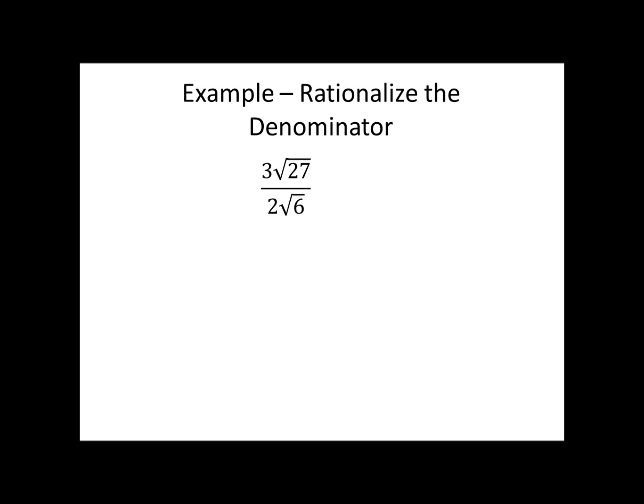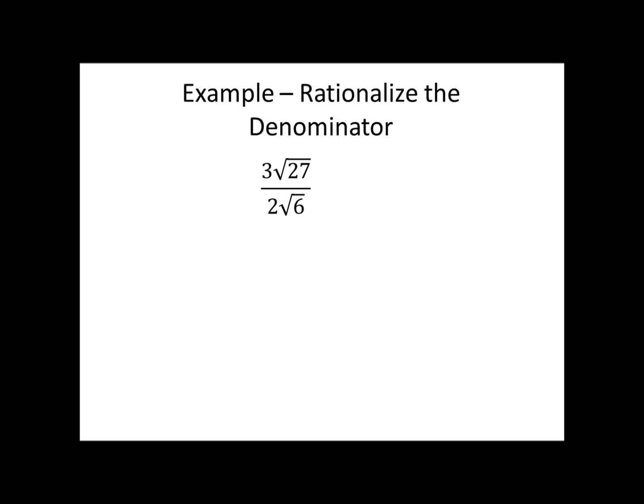Let's take a look at an example where we have to rationalize the denominator. Now, the square root of 27, not a big deal. It's on the top. That's not what we're trying to get rid of. We're trying to get rid of that square root of 6 on the bottom. And that's the problem on the bottom, the square root of 6, not the 2. Focus on the problem. Don't try to fix too much here. So I need to fix that square root of 6.